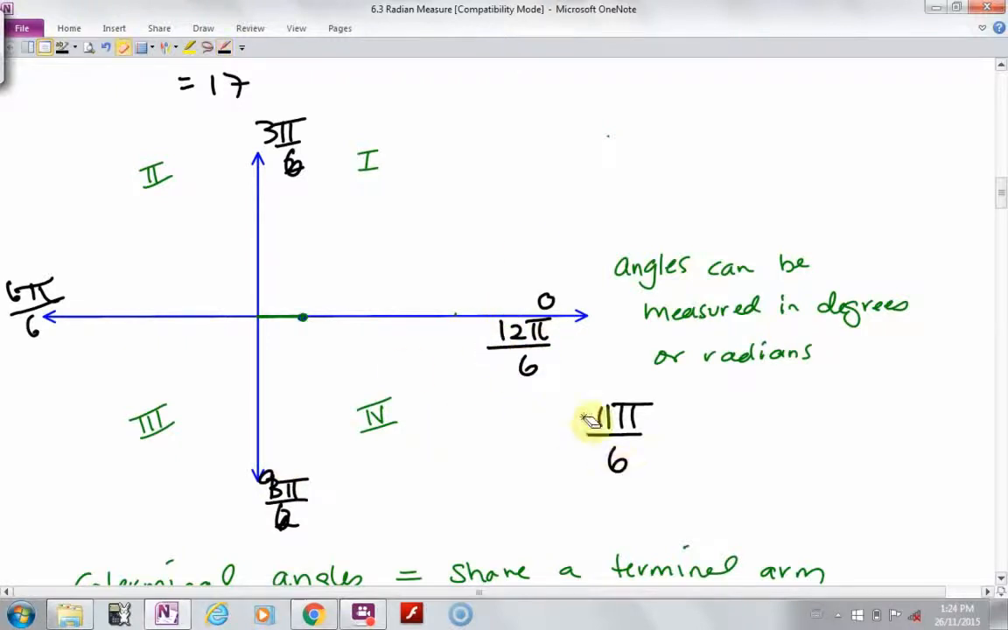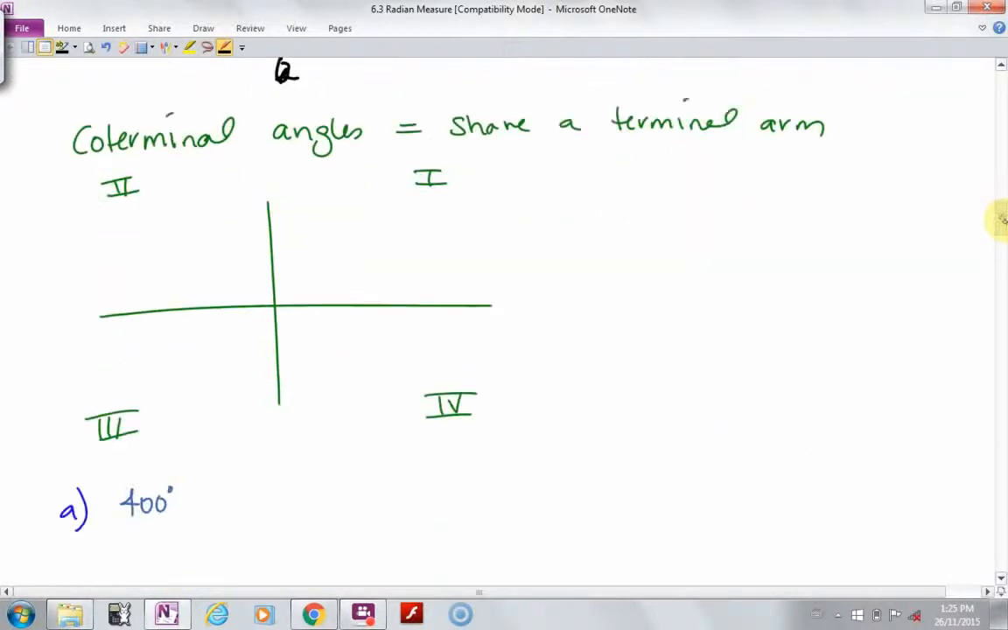Now when I tell you 11 pi by 6, you can see that 11 is more than 9 but less than 12, so it must be in quadrant 4. Okay? So having a common denominator on your axes can be helpful in determining which quadrant you want to end up in, and it can be helpful in determining your reference angles, which you're going to have to be able to do in a little bit too. Okay? Okay. Any questions about that piece?